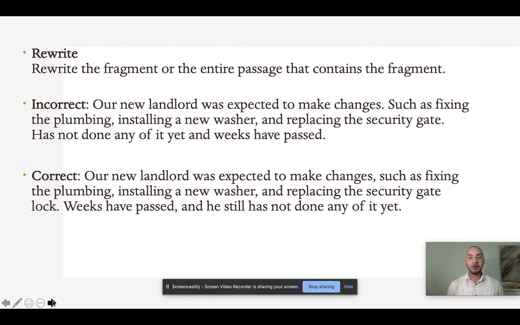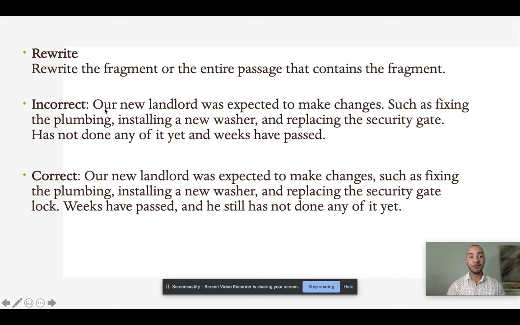A final way that you can correct a sentence fragment is to just rewrite the fragment or the entire passage that contains the fragment. So here's an incorrect example. "Our landlord was expected to make changes, such as fixing the plumbing, installing a new washer, and replacing the security gate. He has not done any of it yet. And weeks have passed."